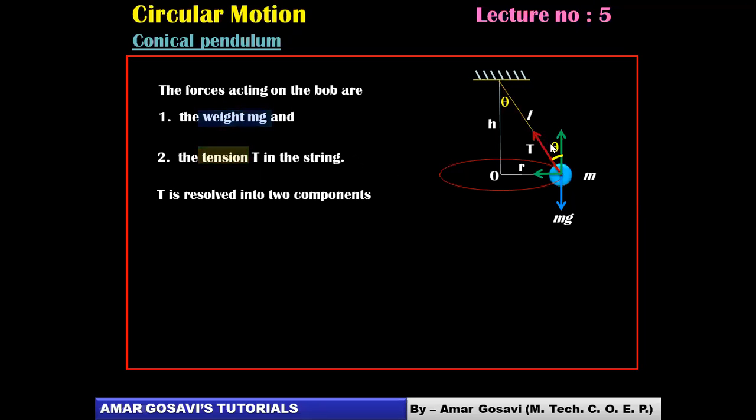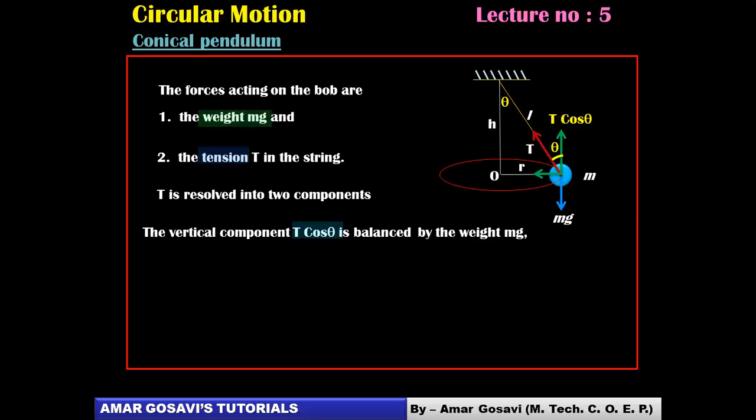Then if you know this angle, T is the tension, which is a force, also a vector quantity. This vector quantity can be resolved. Adjacent to theta will be the cosine component, whereas perpendicular to theta will be the sine component. So we can resolve T into two components. T stands for tension. So the vertical component you can see is T cos theta. If you observe, adjacent to theta, the component is T cos theta.